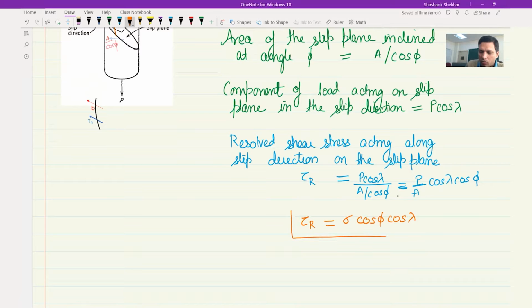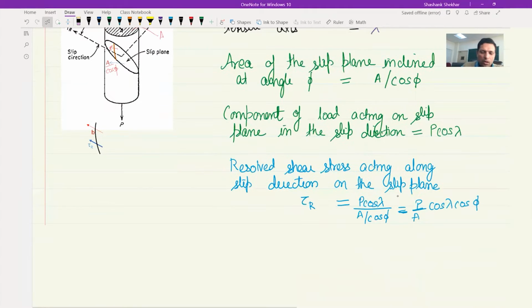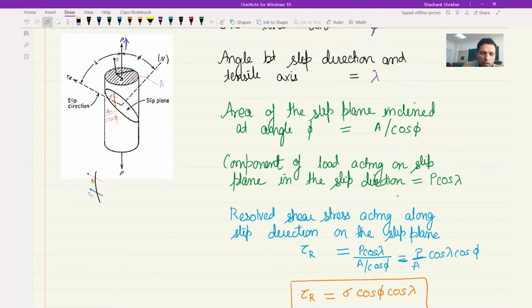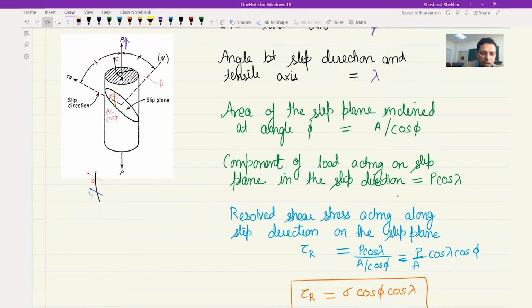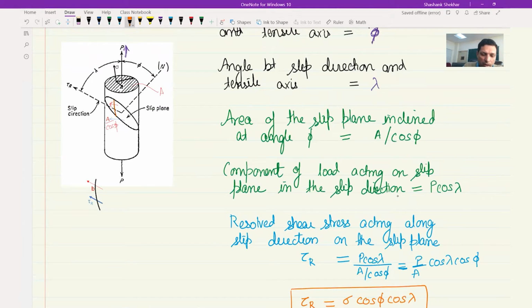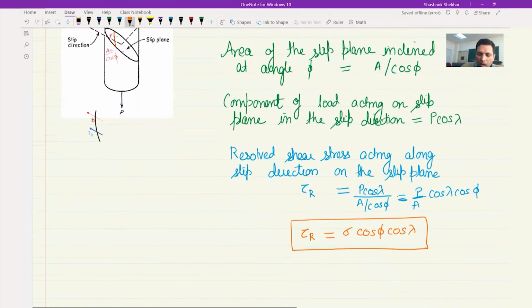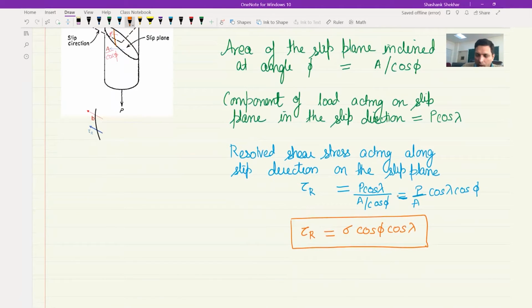What this equation is saying is that if you want to find the shear stress acting on this dislocation, where the Burgers vector is along this direction and it is moving on this plane, and you are given that sigma or P by A is the stress acting along this direction, then the shear stress on this particular dislocation would be sigma times cos phi times cos lambda. That is what we obtain from this equation.